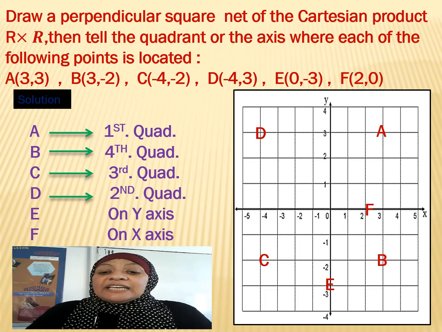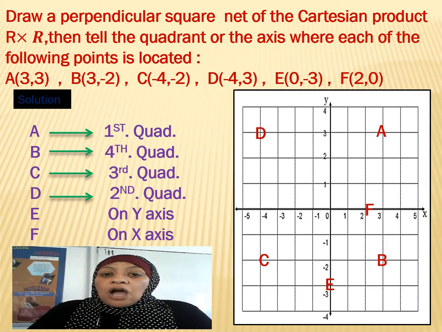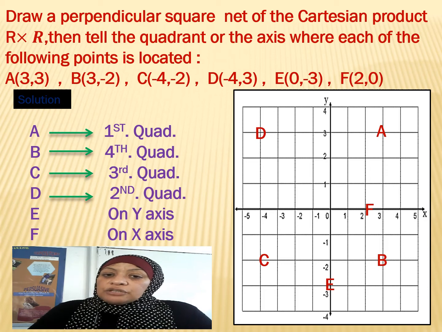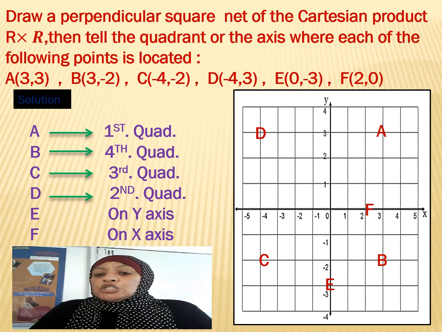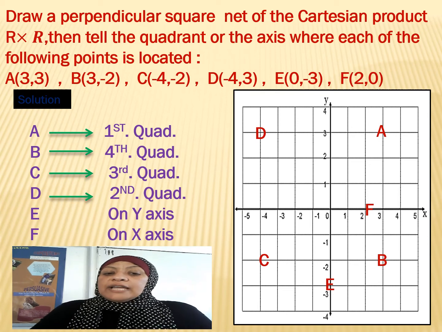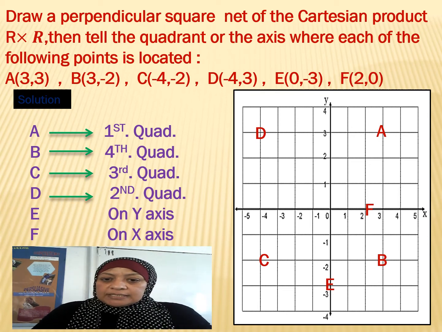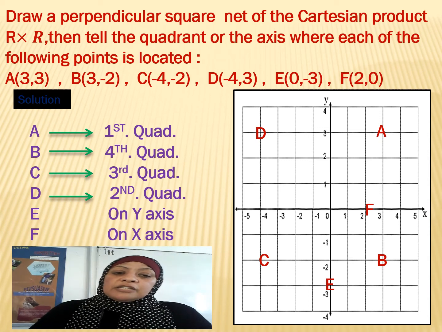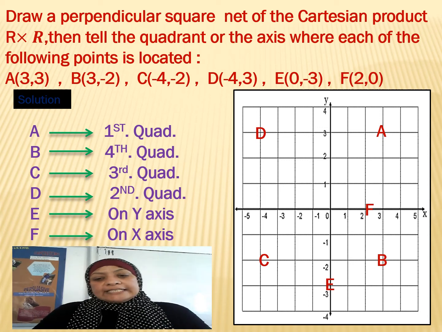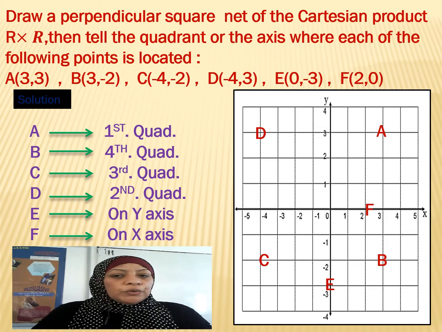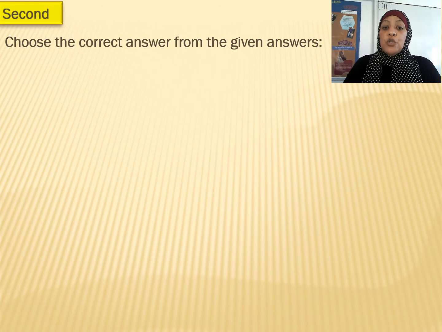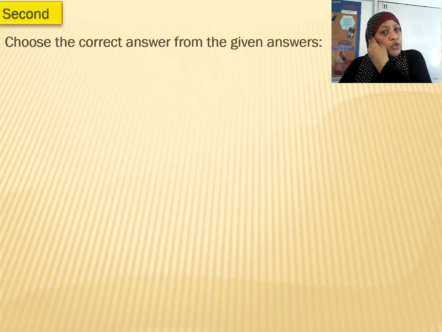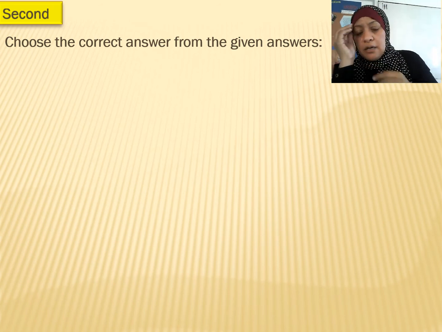What about E? E is in the negative direction from y, but I don't have x. So E is on the y-axis. And F is the same but vice versa, so F is on the x-axis. It's so easy, guys, and you will solve it alone. Now you will choose by yourself to know if you understand or not. Stop the video, please, and start to solve.